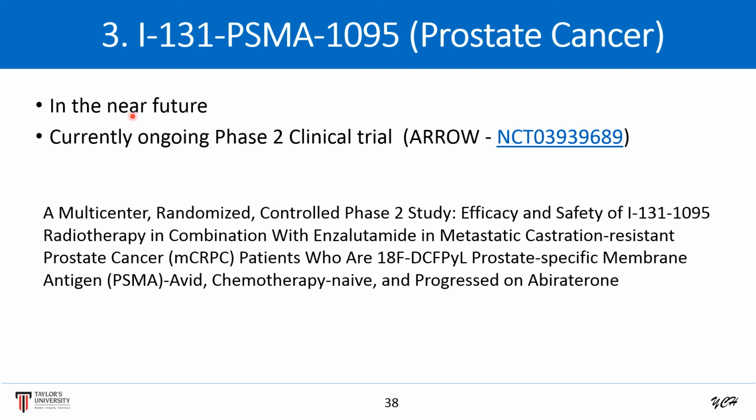In the near future, we might see another product coming up, which is RD131, PSMA 1095. It's also used for prostate cancer. Currently, the study is undergoing a phase 2 clinical trial.